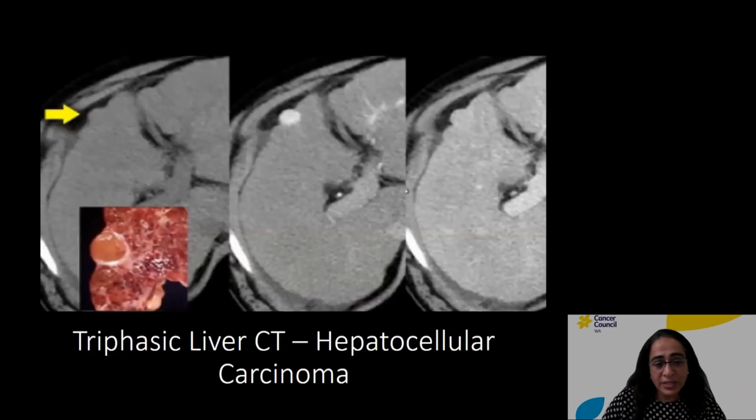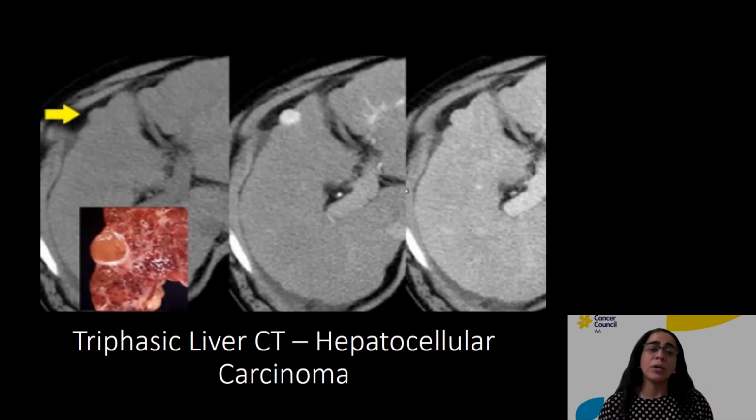Example of a triphasic CT liver study. Here you have a non-contrast study on the left, followed by an arterial phase study and a portovenous phase study. As you can see, there's an arterially enhancing lesion on the arterial phase, which is not appreciated well on the non-contrast study or on the portovenous phase study.